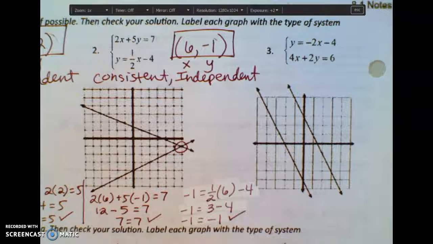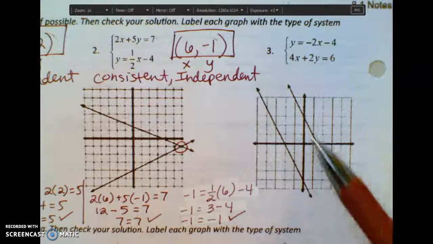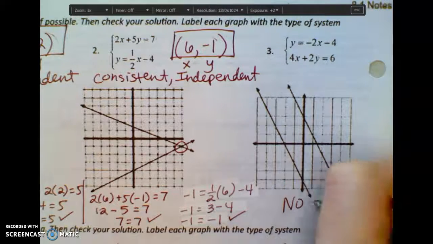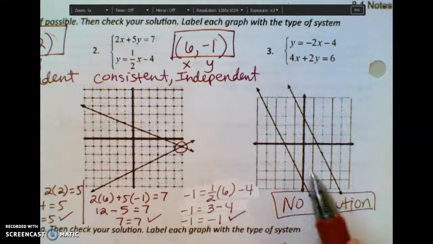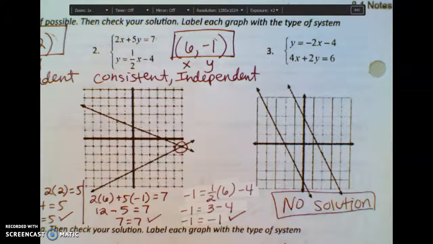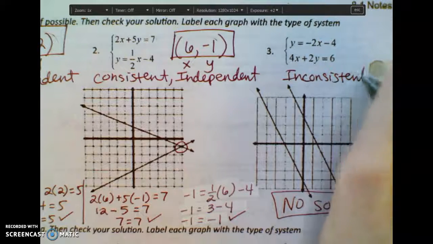But do these lines ever cross? No, they do not. So on the front of our notes, we looked at what type of solution this has. When I have parallel lines, lines that never cross, this is no solution. There are no points that will ever satisfy both of these equations. So now how do we label it? Is this consistent or is it inconsistent? This one is inconsistent because it has no solution.